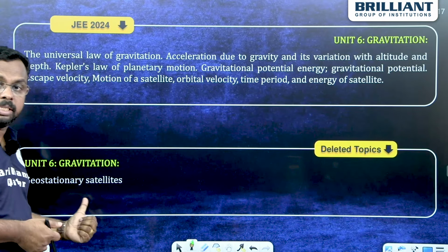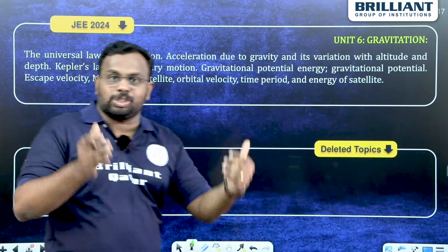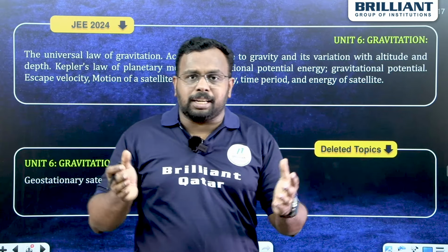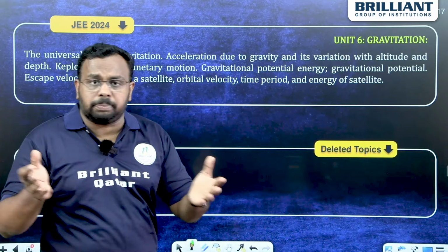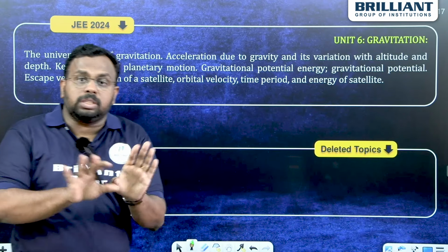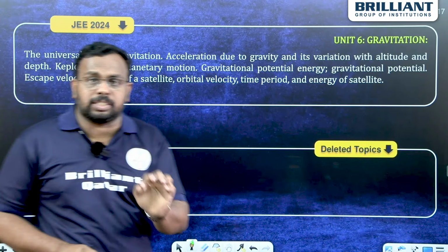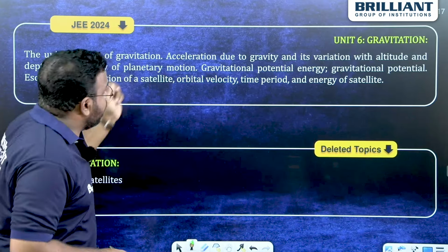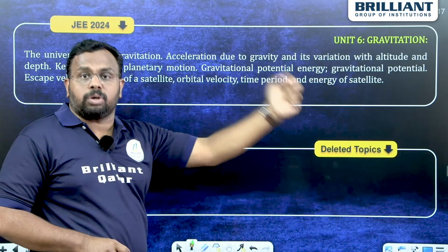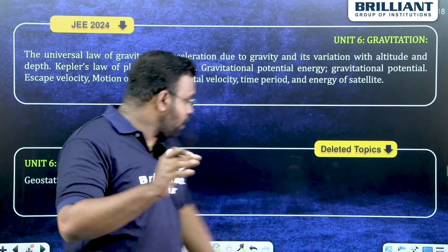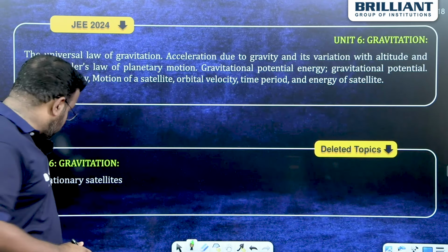And at the same time you can see there is a deleted topic, that is geostationary satellite. You know geostationary satellite means the time period is equal to the time period of revolution of Earth, 24 hours. So there will not be any questions based on geostationary satellites. So you can skip that. And these are the topics which you need to focus on from the chapter gravitation. I think it's clear. So let's go to the next.